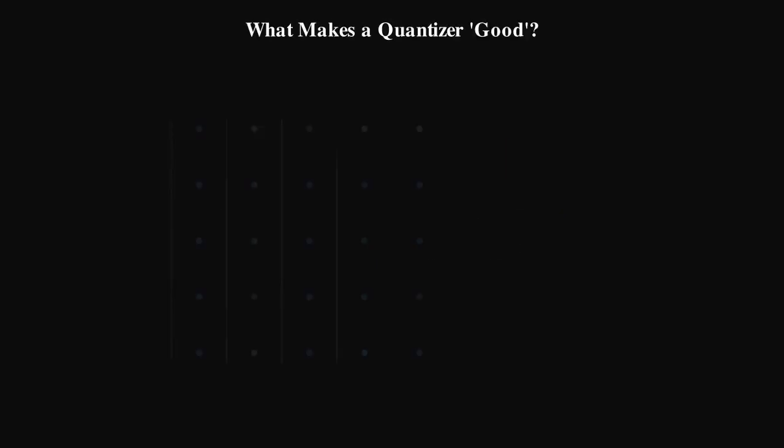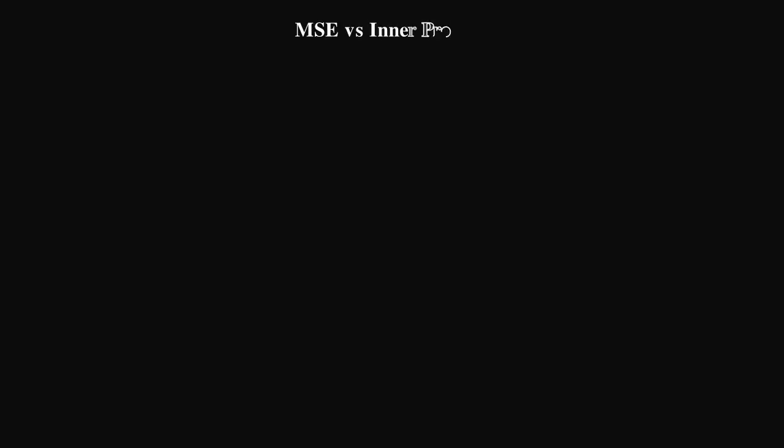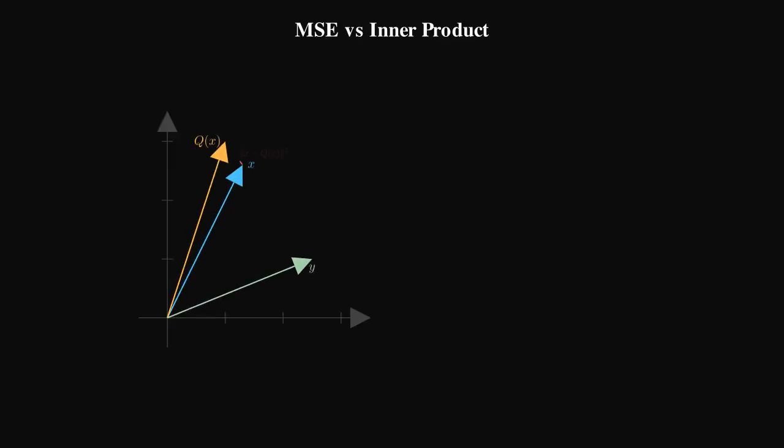The goal of vector quantization is simple. Take a continuous vector x in R^d and map it to a finite codebook of discrete points, so it can be stored using just a few bits. But how do we measure if a quantization is good? In most engineering fields, we care about minimizing the mean squared error, the geometric distance between the original vector x and its quantized version Q(x).